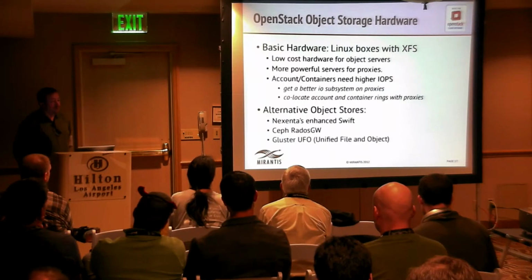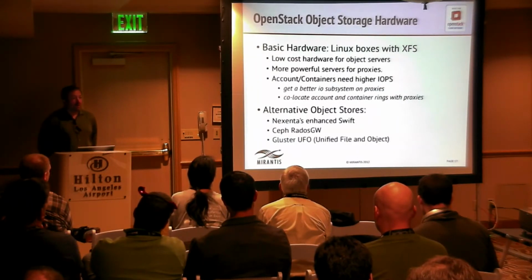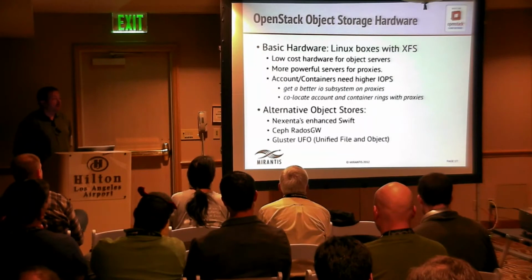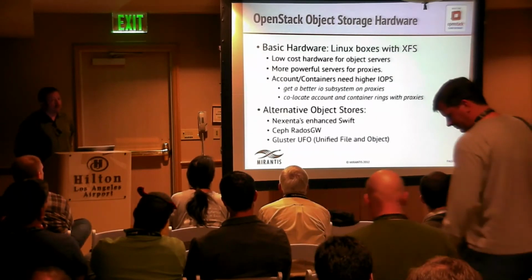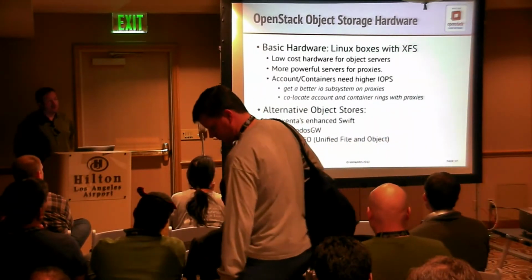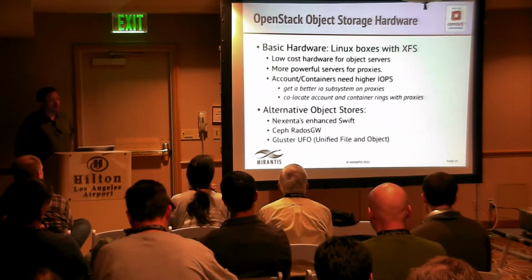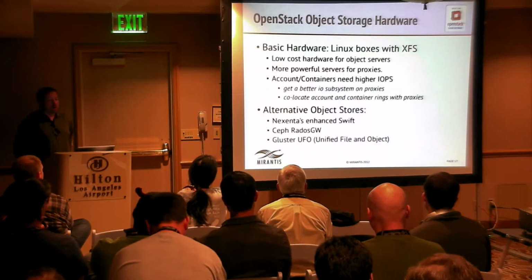The key to it is that you pick very low-cost hardware with lots and lots of drives. But you do use more powerful servers for proxies because the proxies incur higher computational costs. They have to transform web requests. They have to replicate data. So typically, the proxies have more memory and a better CPU.